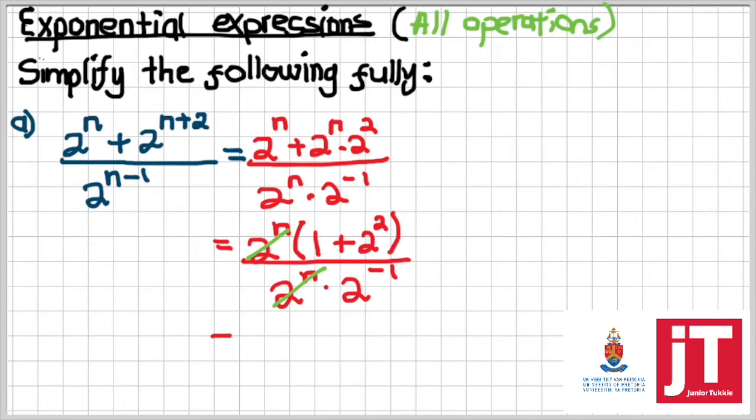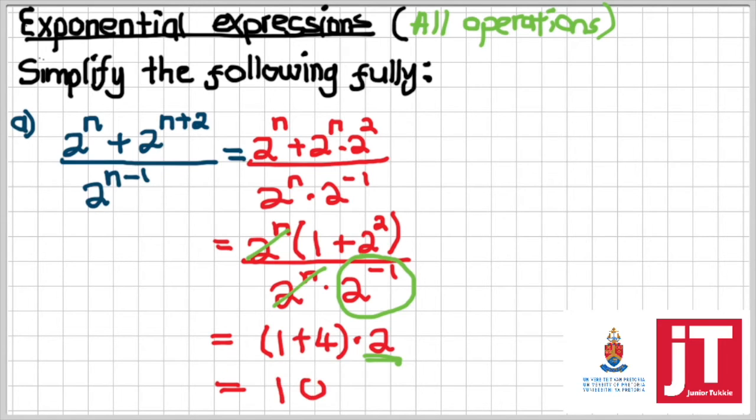What then remains is 1 plus 2 to the power 2, which can be simplified to 1 plus 4 times 2. The 2 that you're seeing, if you're not sure where we got it from, this 2, which we're multiplying outside the bracket, is as a result of simplifying 2 to the power negative 1. When it moves up, it becomes a positive. Thereafter, just simplifying that, we go straight to our answer, and our answer is 10.